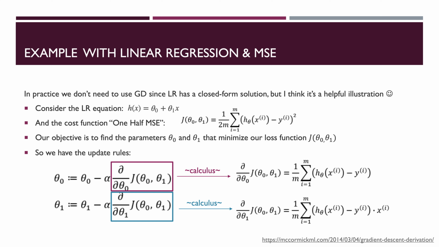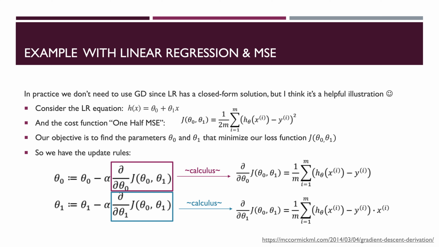Now I want to go through an example using gradient descent with simple linear regression. In practice, we wouldn't use gradient descent here because there is a closed form solution, but I think it's helpful so we're more confident that it'll work in situations where we don't know the optimal solution. So first we have this simple linear regression equation with the intercept and slope.